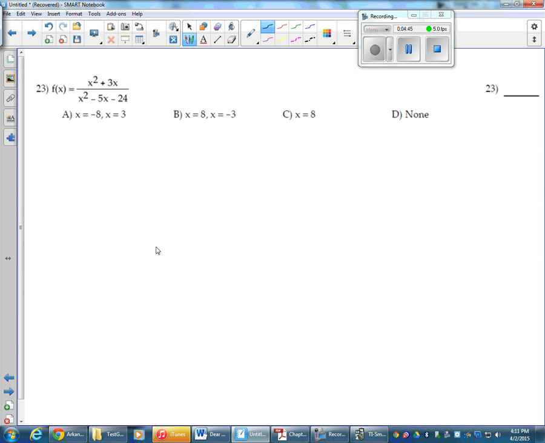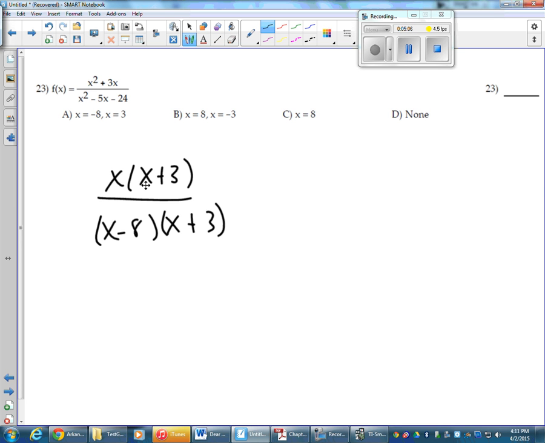23. Now, this one, before you start, you want to factor it because there can't be any common factors. So the top, x squared plus 3x, has a greatest common factor of x, so it's x times (x plus 3) on the top. And on the bottom, x squared minus 5x minus 24 factors to (x minus 8)(x plus 3). Well, these do have a common factor, x plus 3. So cancel that out, and I just get x over (x minus 8).